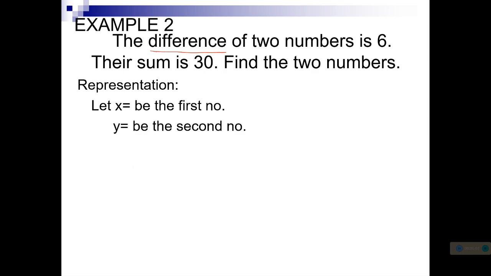So, our first equation will be x minus y equals 6. On the second statement, we have here, their sum is 30. So, therefore, you are going to have addition because of the word sum. That's why you will have x plus y equals 30. So, we already have our two equations.